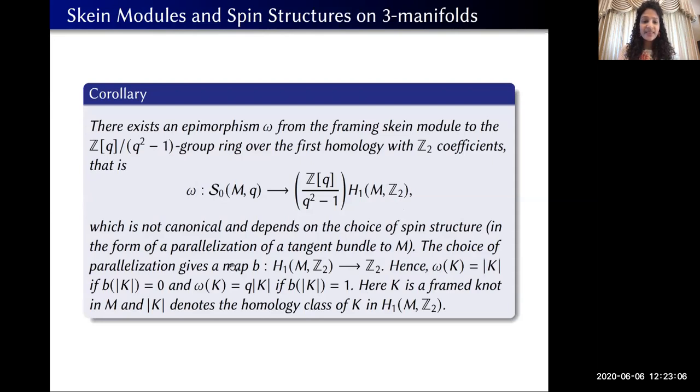So if we name this map B, then this epimorphism omega of K is the homology class of K if B of the homology class is 0, and omega of K is Q times the homology class of K if B of the homology class of K is 1. And here K is a framed knot in the manifold.